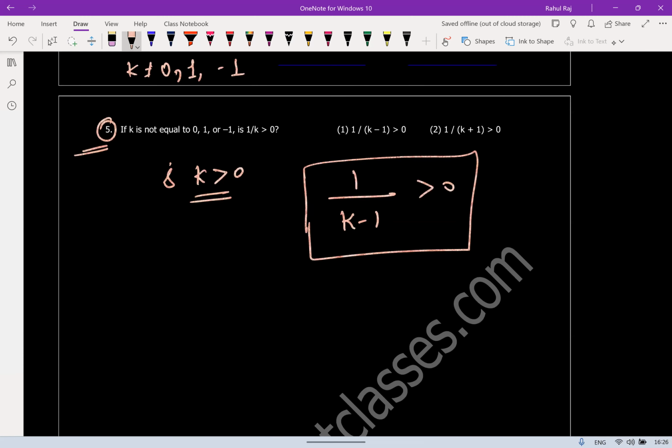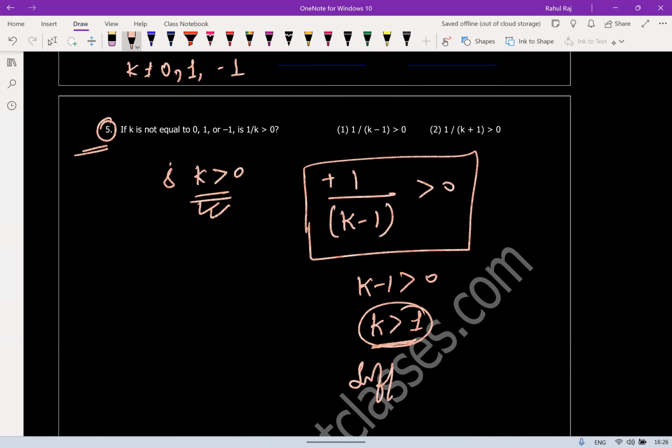I'm asking you, when is this condition possible? When numerator and denominator will have the same sign. So the numerator is positive. For 1 over k minus 1 to be greater than 0, k minus 1 should be greater than 0 and k is greater than 1. If k is greater than 1, k is by default greater than 0. Can I say statement number 1 is sufficient? Yes or no? Anyone, any problem here?